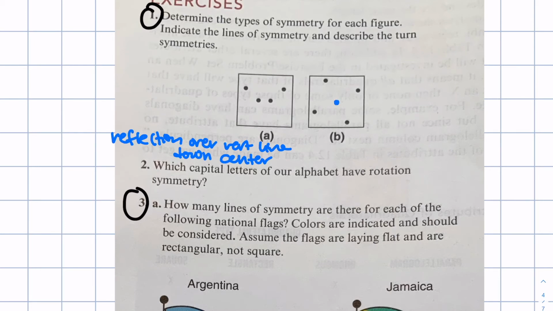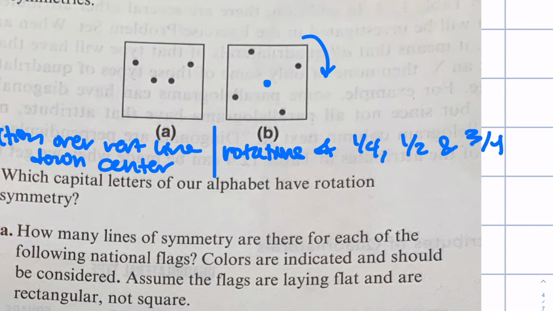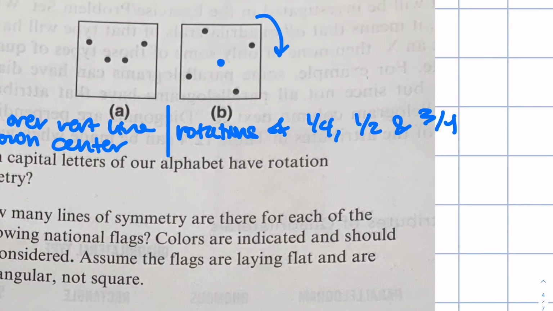Again, let's put an imaginary dot in the center of our figure and imagine turning it. I think I can do a quarter turn and have rotational symmetry, another quarter turn and I'll have rotational symmetry, and I can rotate it a quarter turn 3 times to have rotational symmetry. So this would be rotations of 1/4, 1/2, and 3/4 around, which would give me my symmetries.